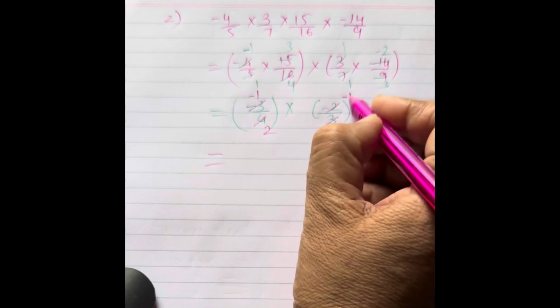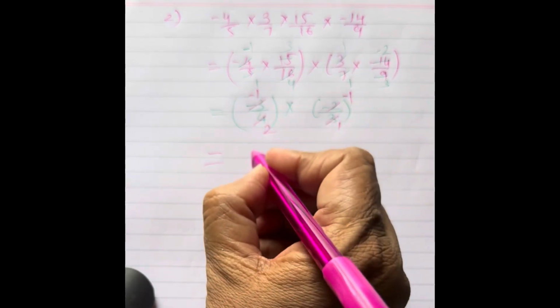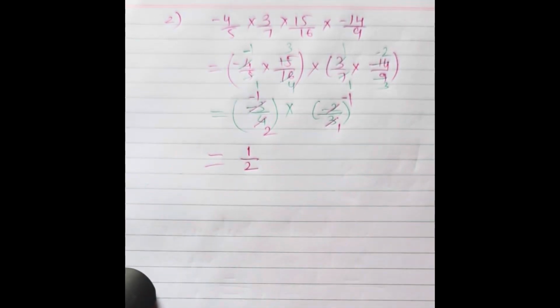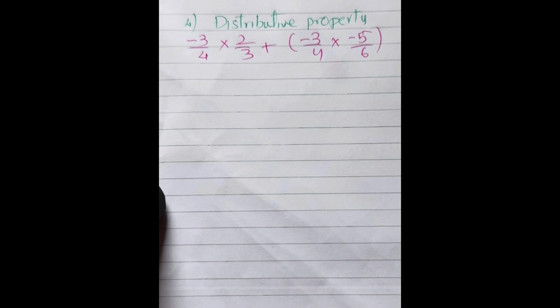Now this minus minus would become plus. Here it is minus 1. So minus 1 into minus 1 becomes plus 1. So 1 and 2 ones are 2. So your answer is 1 upon 2. Right? So again here we applied commutative and associative property of multiplication. Now let us see another example of distributive property.